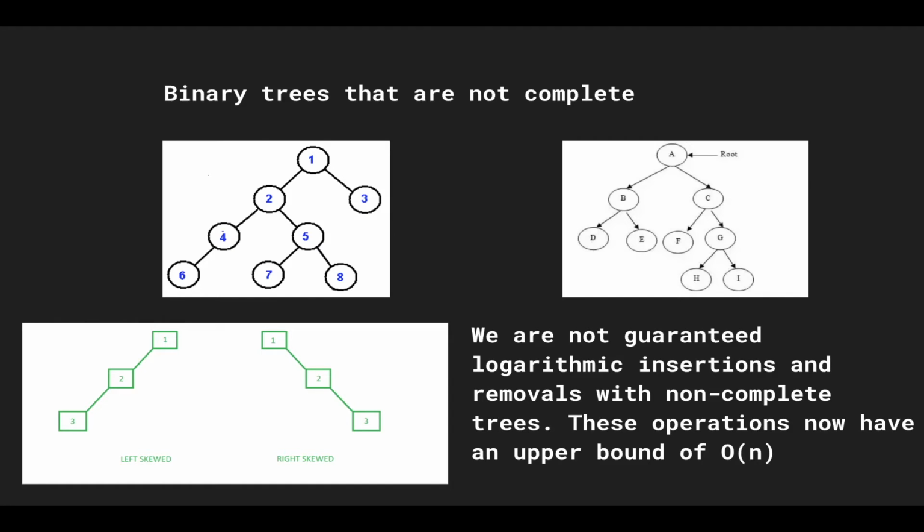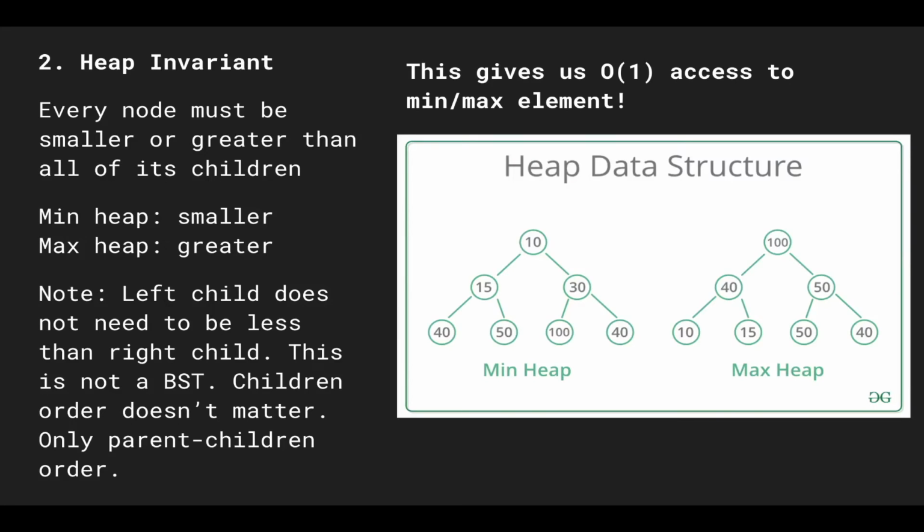We want logarithmic. The second property that binary heaps must hold is the order property, and that's the heap property / invariant. What this means is that every node must be smaller or greater than all of its children. So if we're dealing with a min heap and we want to dequeue elements that are the next smallest element in the heap, then the property must be that all nodes have to be smaller than all of their children. If we want max heap, then it's going to be greater.